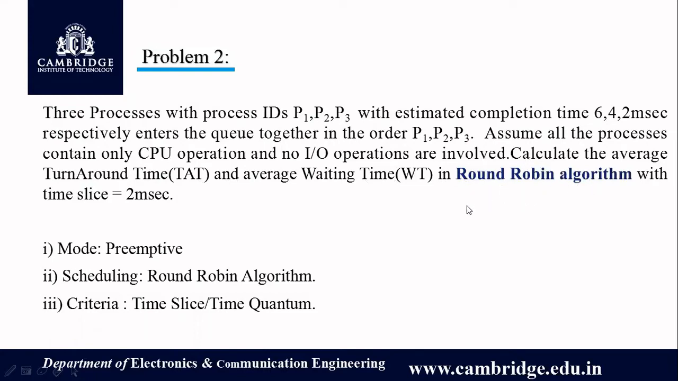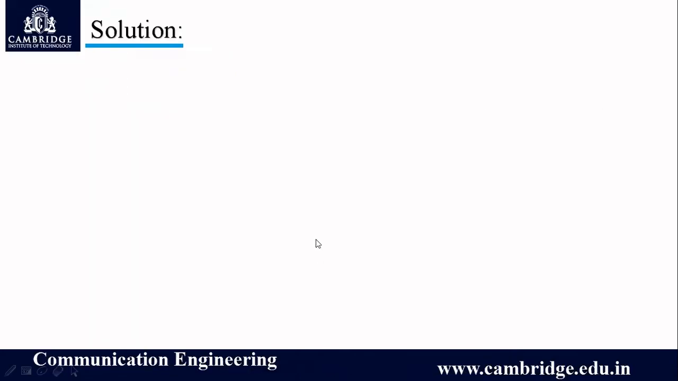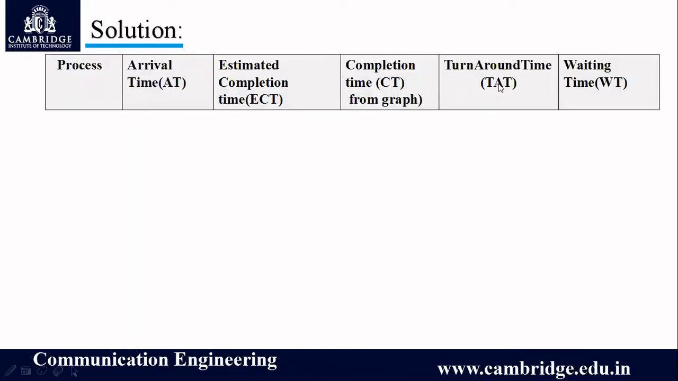In the round robin algorithm, the time slice period would be specified in the problem, and here it is given as 2 milliseconds. So the mode is preemptive here. Scheduling is the RR algorithm, round robin algorithm, and the criteria for choosing a process, or the time period over which the CPU is given to the process for execution, is the time slice or the time quantum period that has been specified. Now let us solve this problem. We need to tabulate these values as we did in the previous problem.